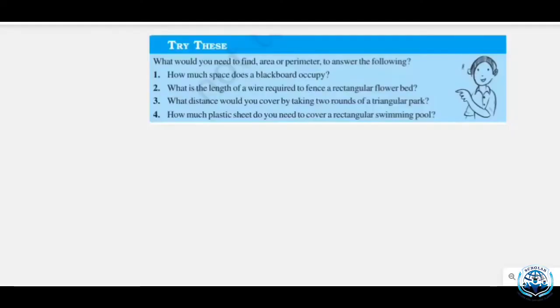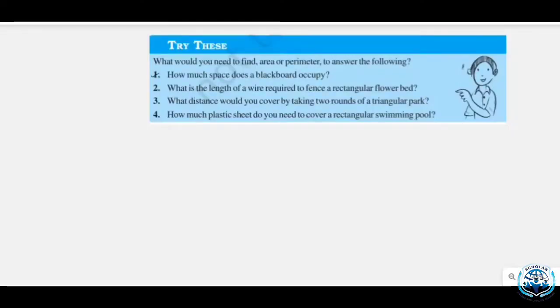In every shape, to calculate the perimeter, we will add up all the sides. The sum of all the sides of a triangle is called the perimeter of the triangle. The sum of all the sides of a square is called the perimeter of the square. The sum of all the sides of the rectangle is called the perimeter of the rectangle.